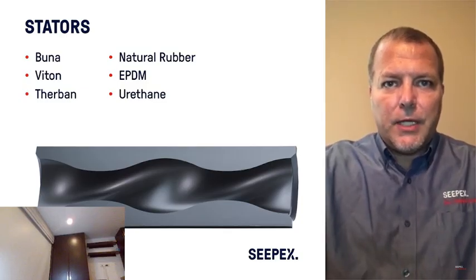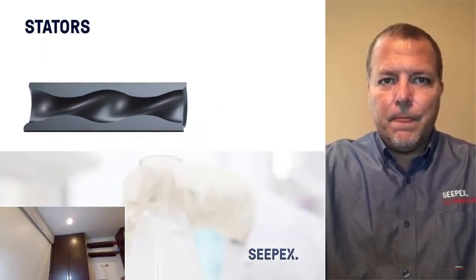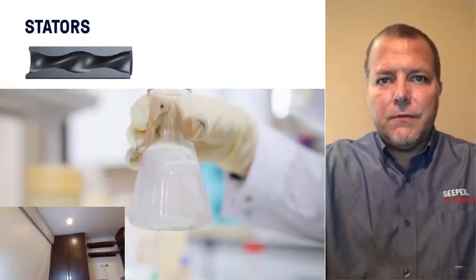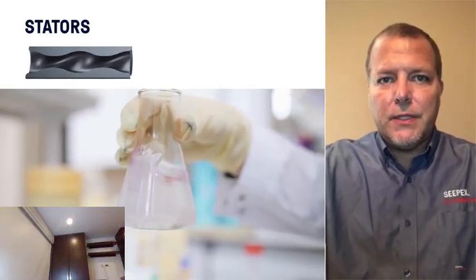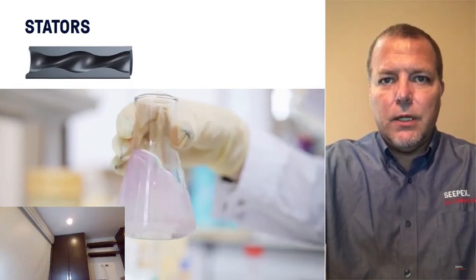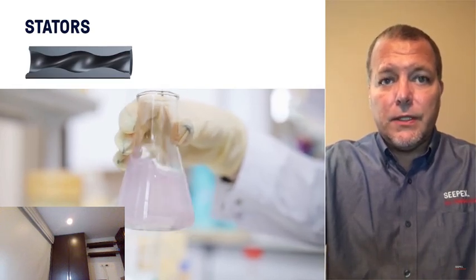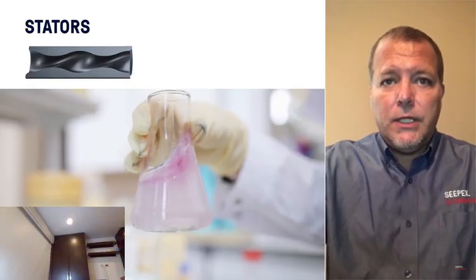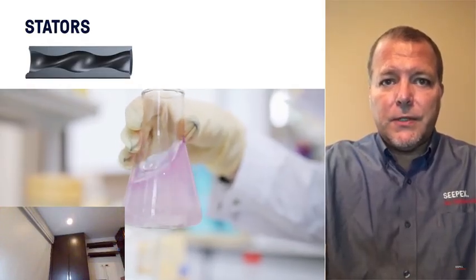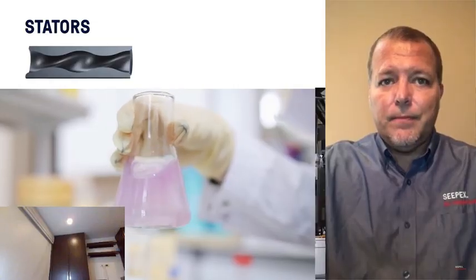The reason for so many compounds is that there are a variety of operating conditions that can impact the stator, so selection is absolutely critical for success. Chemistry. Aggressive chemicals can cause an improperly selected elastomer to swell, shrink, harden, or disintegrate entirely. When dealing with aggressive chemistry, be careful to select a compatible elastomer.